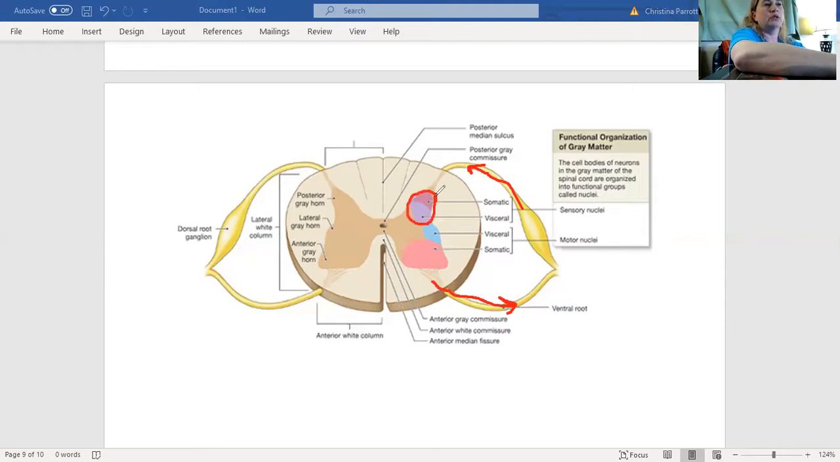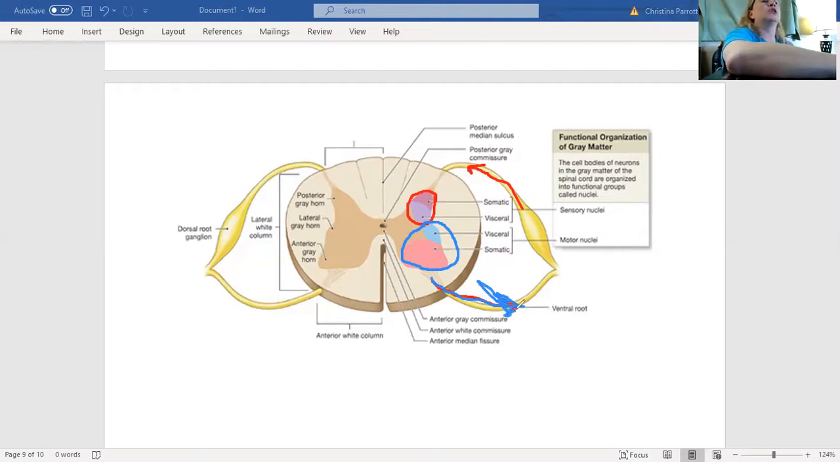Let me get a different color here. Should have done that before. And then these two that are towards the anterior side are going to be your motor. Okay, so your motor is going to leave through the ventral root. Whoa, sorry about that. My pen kind of got away from me.